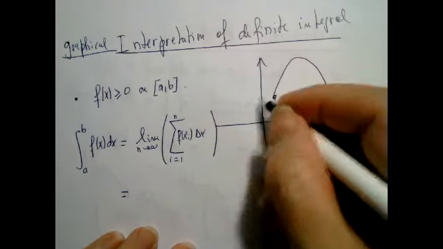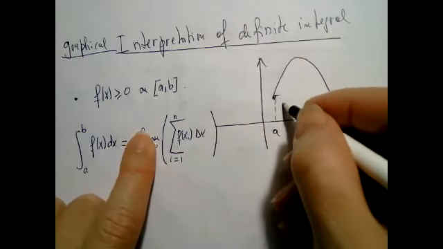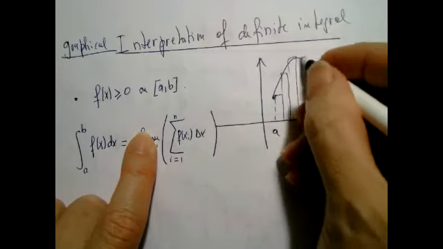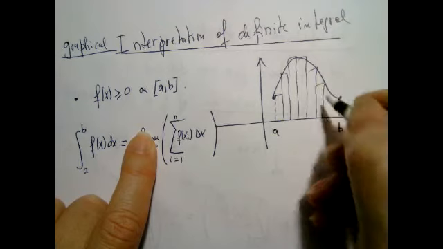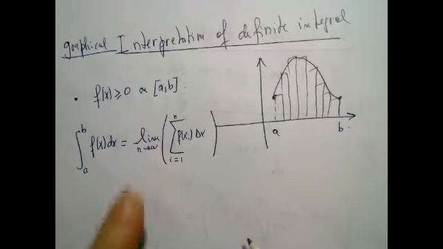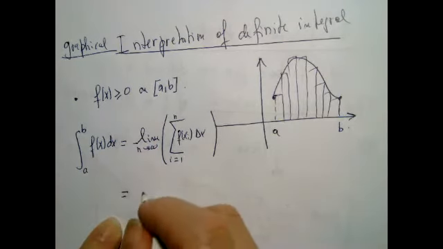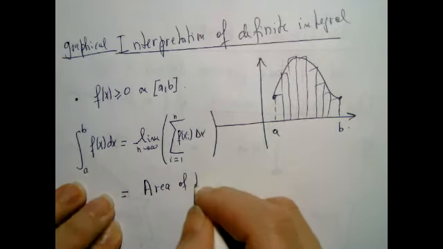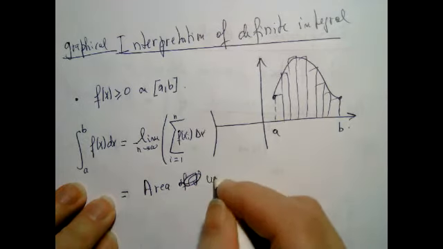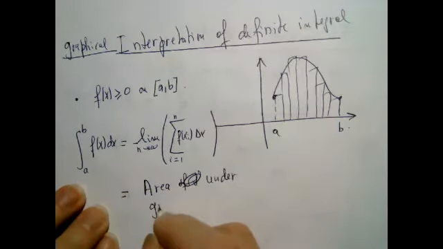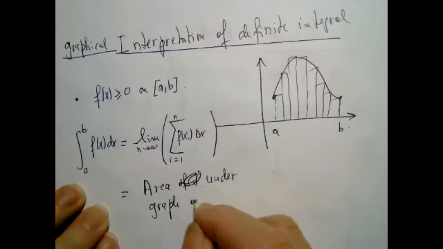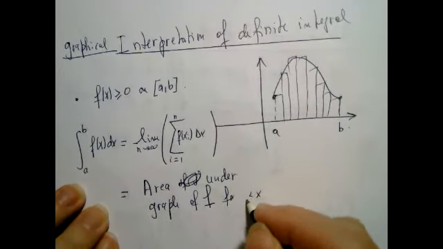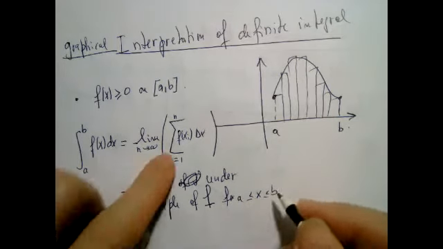Remember, it's the limit of those sums, but those sums represent nothing more than the sum of the area of those rectangles. That's what the sums represent, because my function is positive. I don't really have any issue. So in this case, this represents the area, that's the interpretation, under the graph of f for x between a and b. Because that's really the definition.